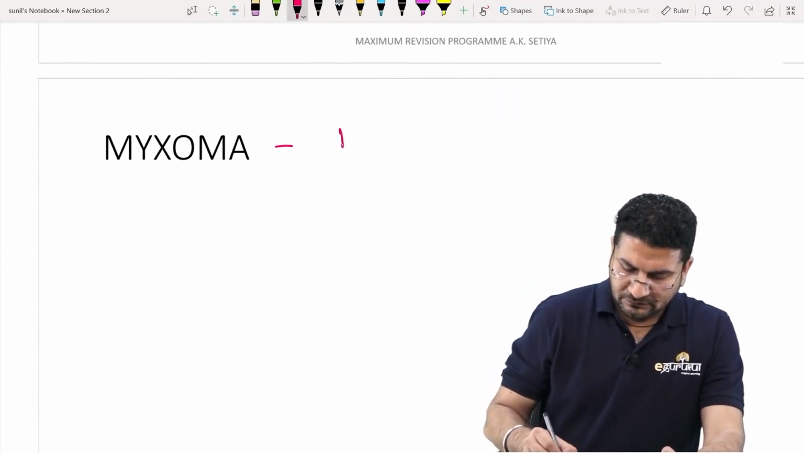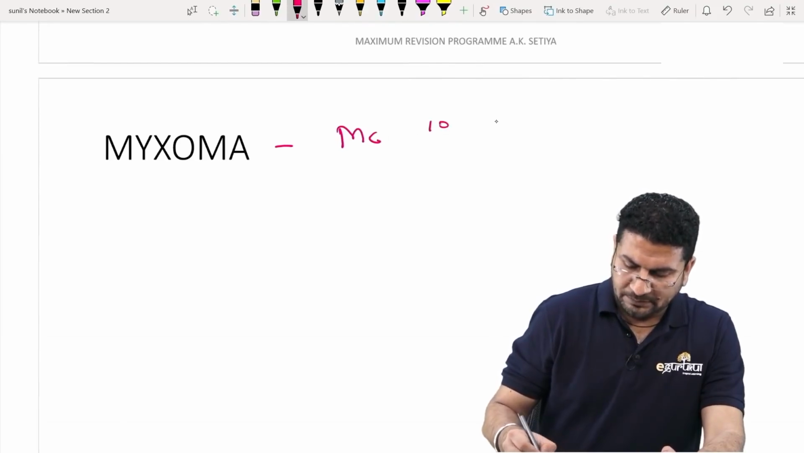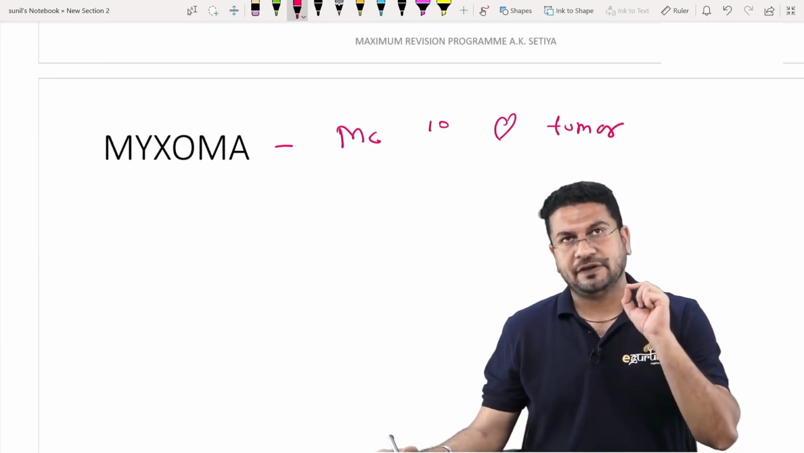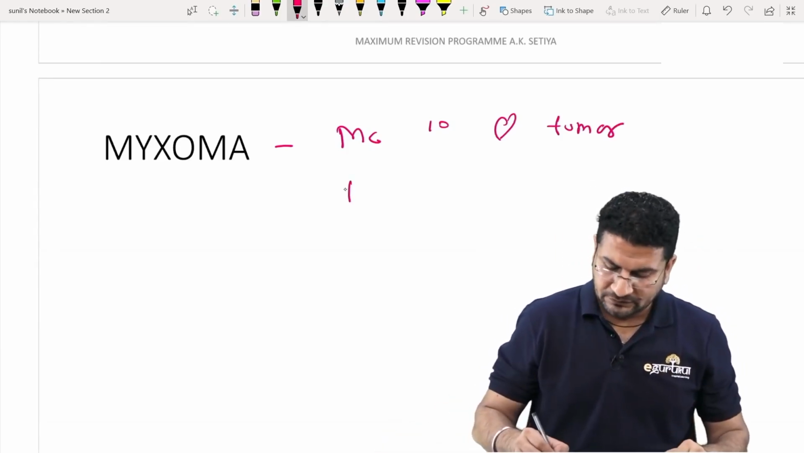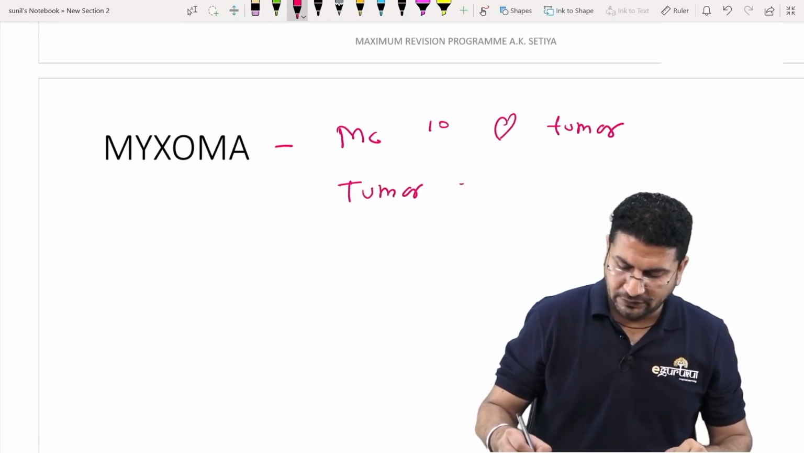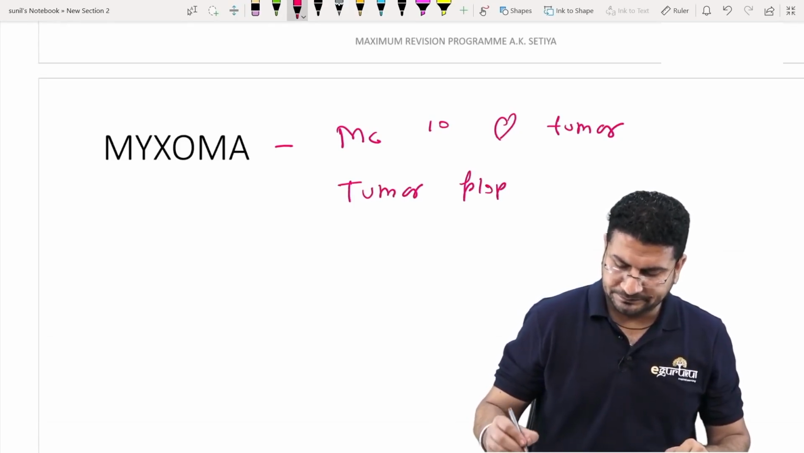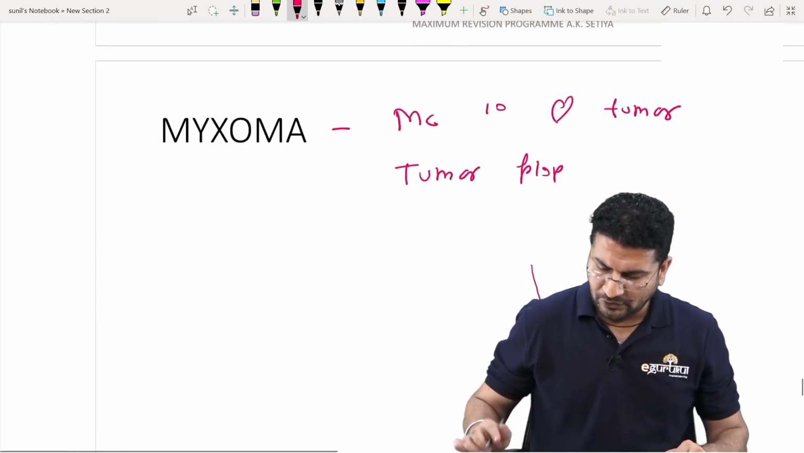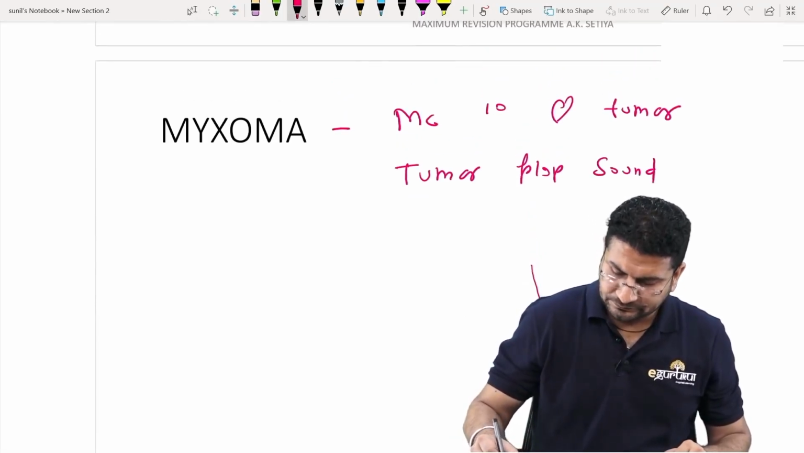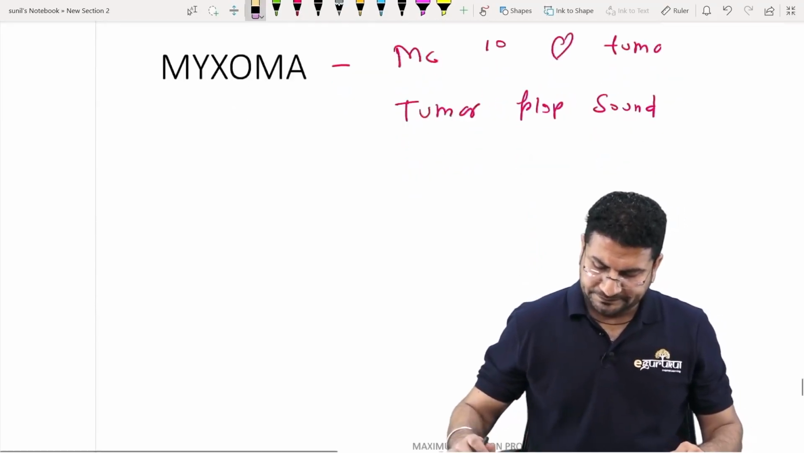Myxoma is the most common primary cardiac tumor. If I say the most common cardiac tumors are metastasis, but if I add the word primary, it becomes myxoma. You will hear a sound, we call this tumor plop sound, in myxoma.